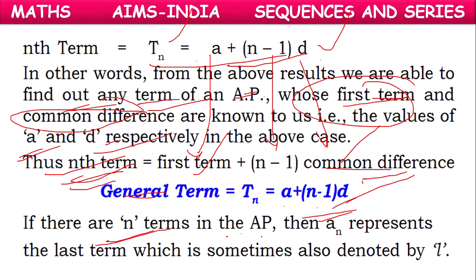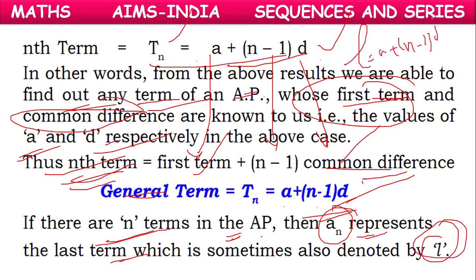If there are n terms in the AP, then An represents the last term, which is sometimes denoted by L. Last term, L equals A plus n minus 1 into D. The nth term is generally represented by Tn or An, sometimes with the small letter L.